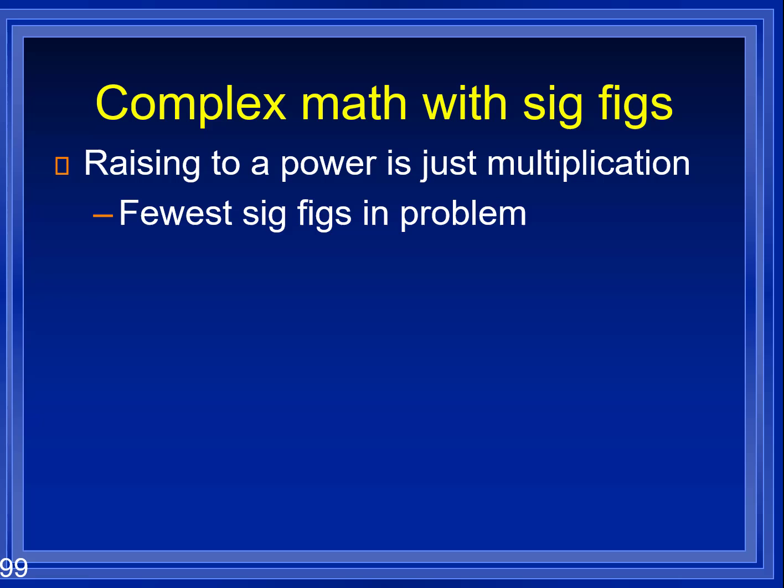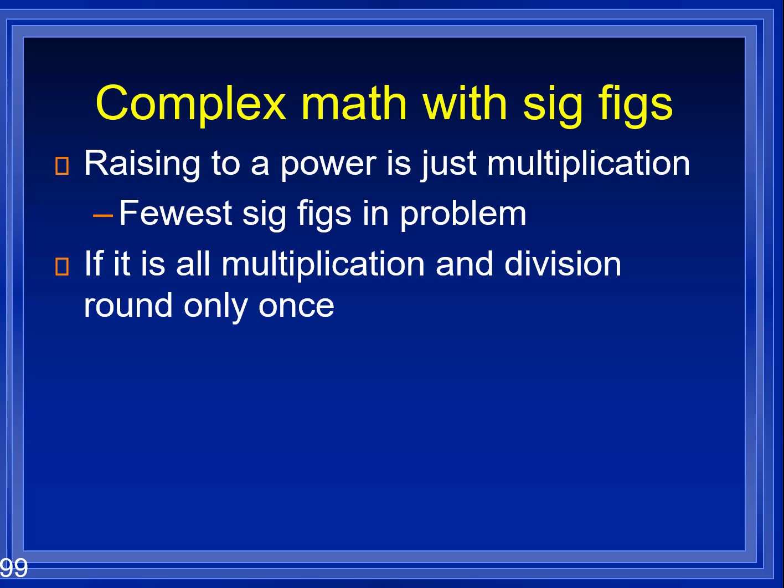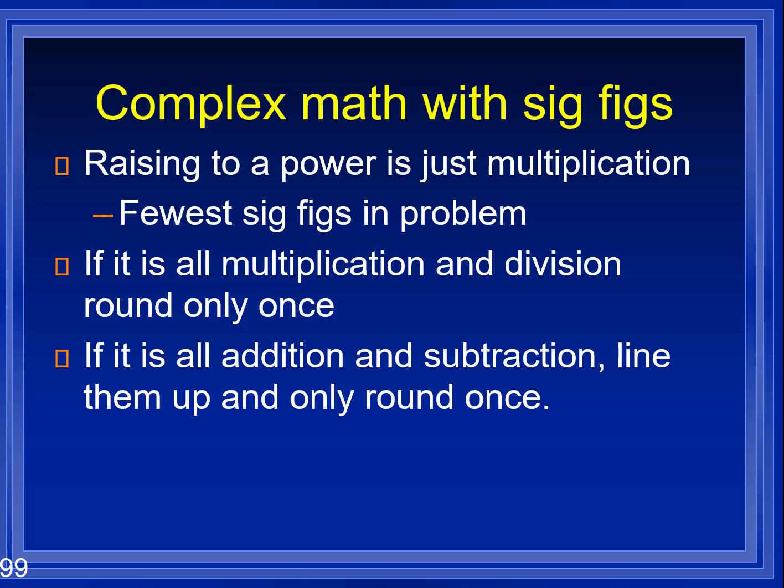Okay? If it's all multiplication and division, round at the very end. Because the rule is the same for multiplication and division. All I got to do is count how many sig figs there are in everything. So it's all multiplication and division. Type it all in my calculator, get an answer on my screen, and then round once at the end. If it's all addition and subtraction, it's all where they line up. You're going to have to line them all up anyway. Don't round twice. Round once at the end.